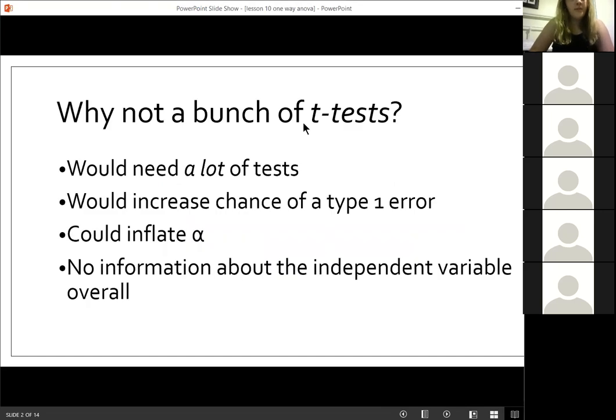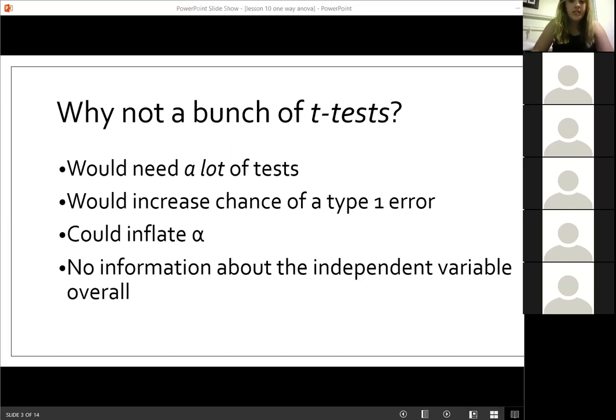All right, so people often ask, when we say we're going to do an ANOVA test, why wouldn't we just do a bunch of t-tests? If we were going to do a bunch of t-tests, we would need a lot of them in order to get the information that we could get out of an ANOVA test. So that would increase the chance of getting a type 1 error, which, remember, is the incorrect rejection of a true null hypothesis, also known as a false positive. So we would reject the null when the null is actually true.